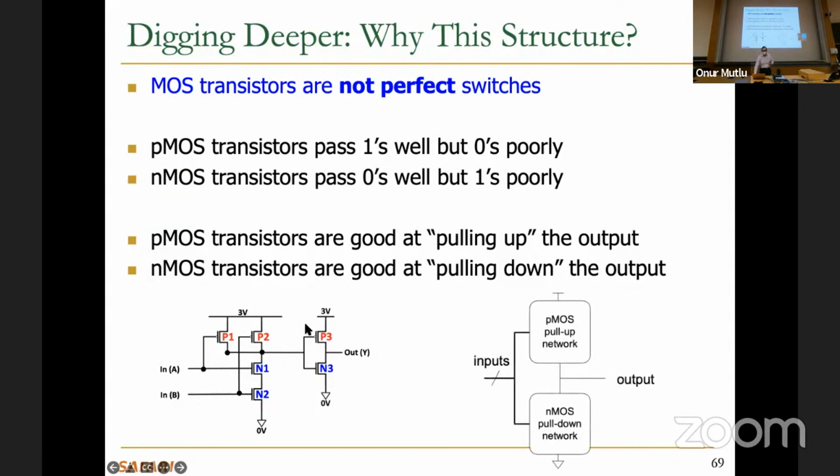And that's why we have the structure. PMOS is always up here, NMOS is always down here. Again, this is based on how transistors operate. If you really want to know a little bit more about this, you should read section 1.7 in the Harris and Harris book. They don't go into a lot of detail, but this is how it is. This is life, basically. We don't have perfect transistors.